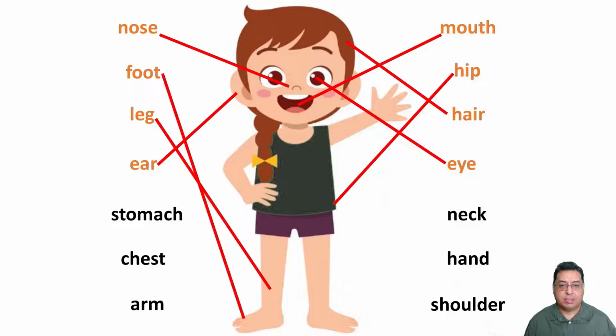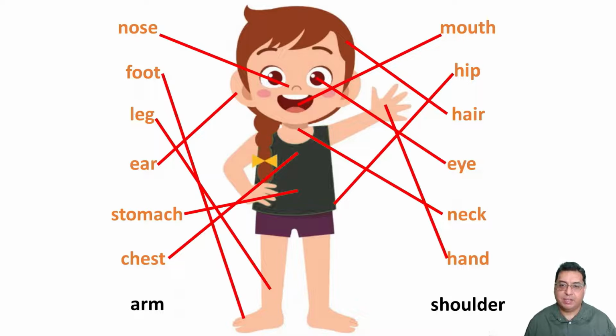For stomach, I'm looking for the body part for stomach, and it's right here. For neck, where's the neck going to be? And well, neck's going to be right here. And then chest, the body part for chest is located here. And hand, where's hand going to be? Well, hand will be right there.